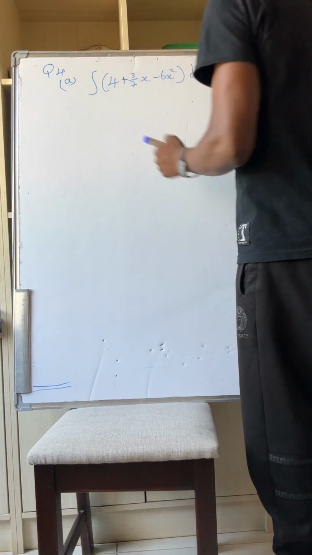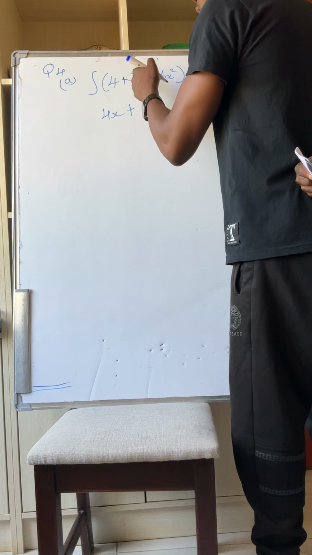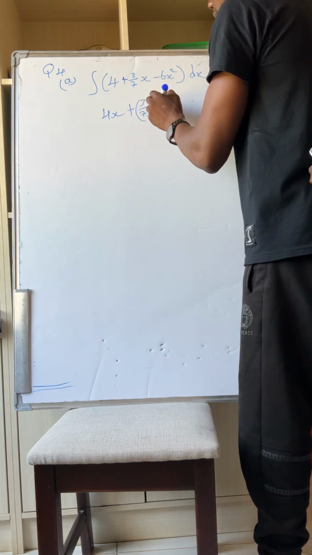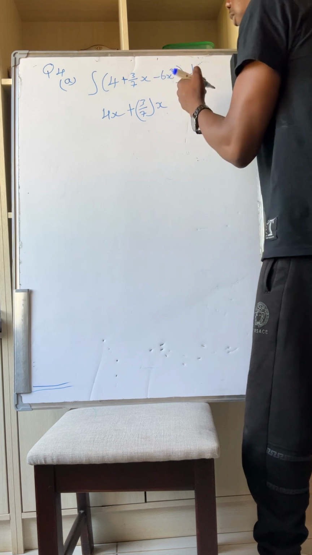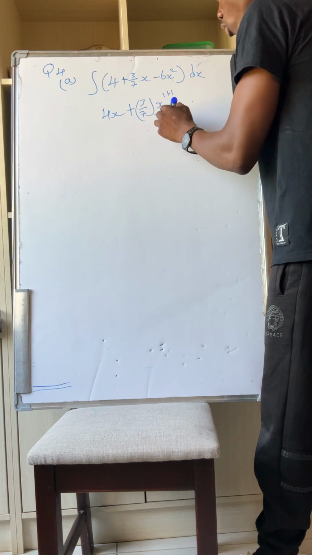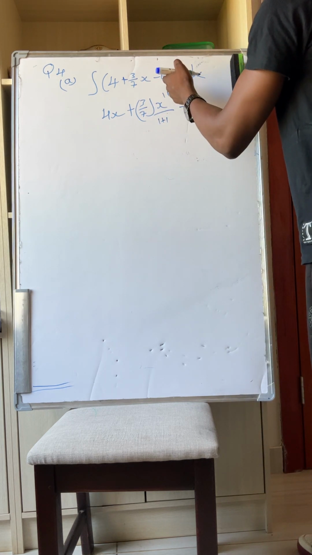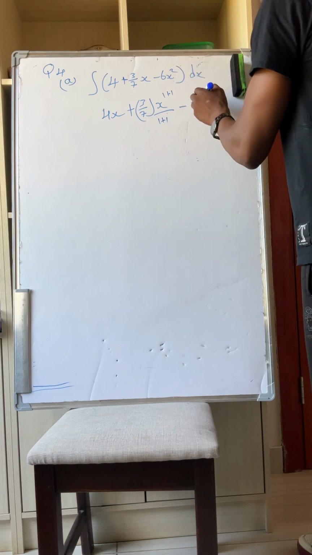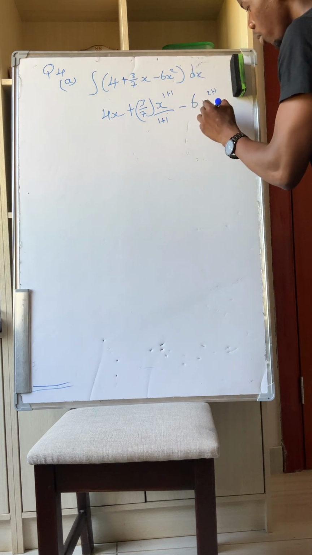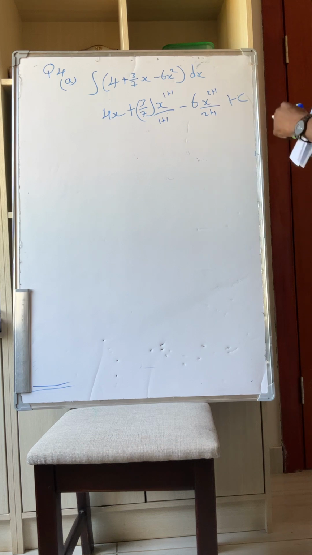So if I integrate this one, the 4 becomes 4x, plus I have my 3 over 7 and I have my x. So it will be x raised to power what? It has a power of 1, and each and every power will add plus 1. So it will be x raised to 1 plus 1 over 1 plus 1. Whatever happens to the power is the denominator. Minus, I come to this part here. I have my 6, so it will be 6x raised to power 2 plus 1 over 2 plus 1, plus c, which is our constant.